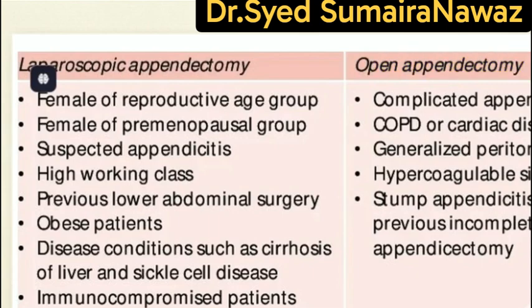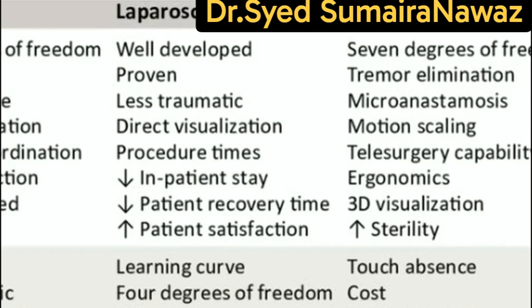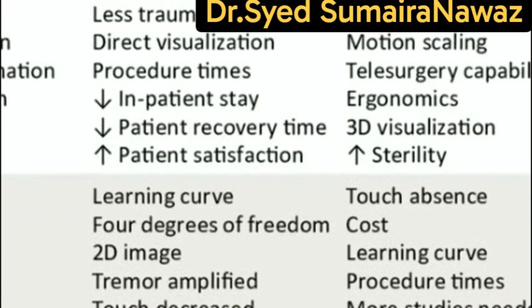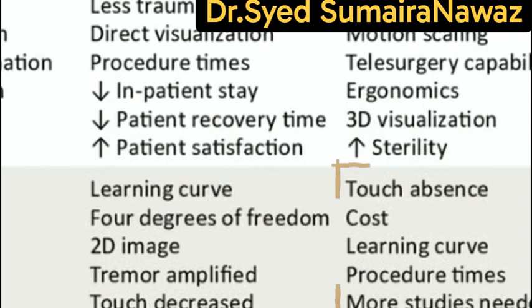This matrix introduces robotic surgery as a third specialized option. The robotic approach provides 7 degrees of instrument freedom, tremor elimination, and 3D visualization. However, these benefits are weighed against severe disadvantages: high financial costs, steep learning curves, and complete absence of tactile touch feedback.